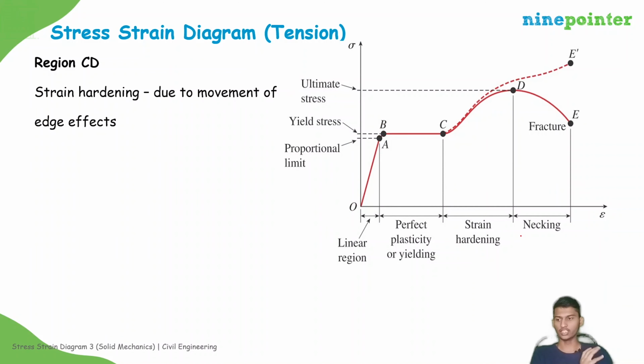That is about region CD. Region CD is known as strain hardening. So we already said that the E value is decreasing from O to C, meaning the material's ability to resist deformation is decreasing as we move from O to C as we increase the load. But now on increasing the load, if you see over here, the value of E is increasing right here initially, right? So how is this happening?